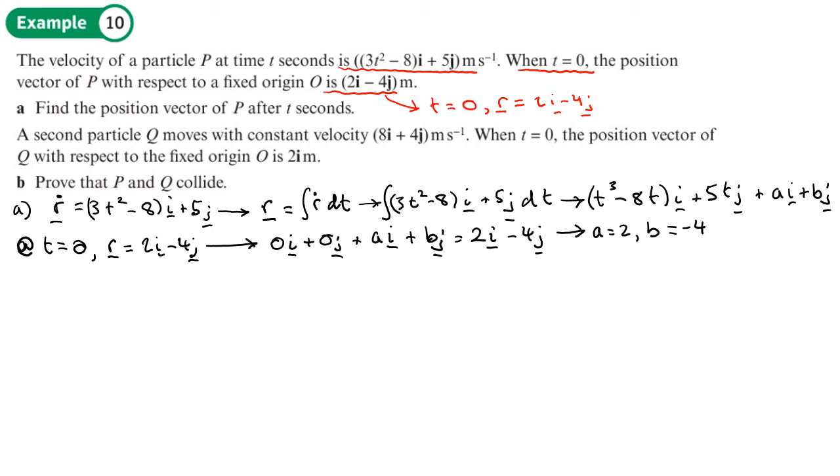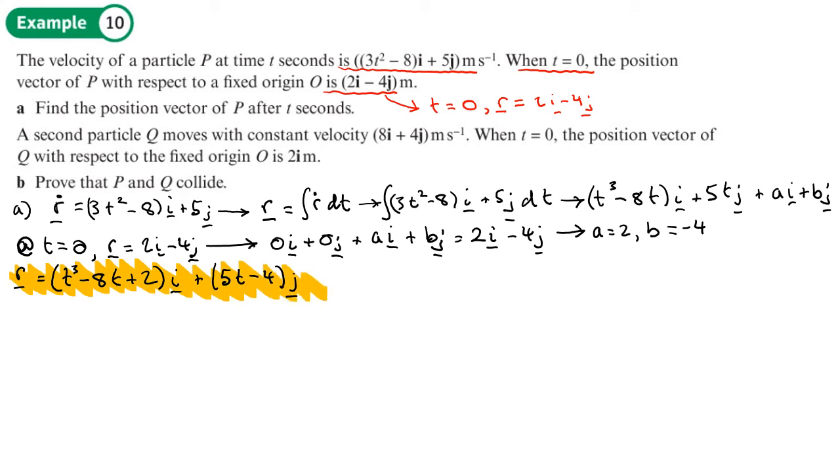So my full vector for my position, and I'm going to group the i's and j's together. So I need to take this up here. I've got (t cubed minus 8t plus 2)i, where the 2 is the constant of integration. And then for the j part, I'm going to have (5t minus 4)j, because that's the constant part. So that's the position vector of p after t seconds. Let me just highlight that answer before we go on to part B.